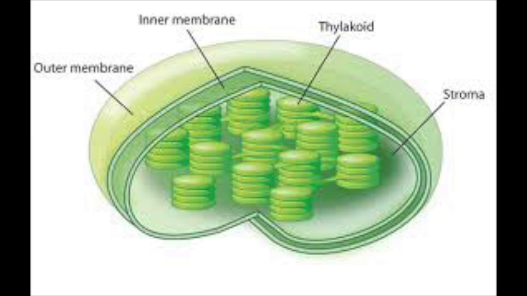The chloroplast has 3 membranes, inner membrane, outer membrane, and thylakoid membrane, and is divided into 3 compartments, stroma, thylakoid space, inner membrane space. Dark reactions occur in the stroma. Light reactions occur in the thylakoid membranes.